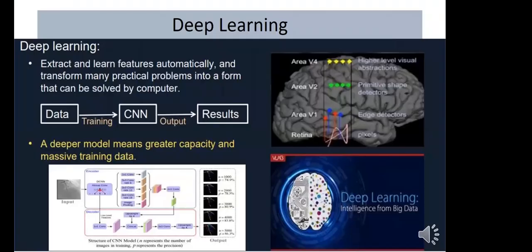Deep learning, on the other hand, uses multiple layers to progressively extract higher-level features from an input, which is most often an image. In such a manner, these networks transform many problems into a form that can be solved by computers. Deep and more intricate models mean greater capacity, but on the other hand, require significantly larger datasets.